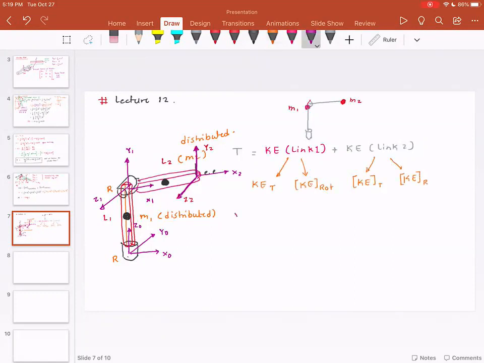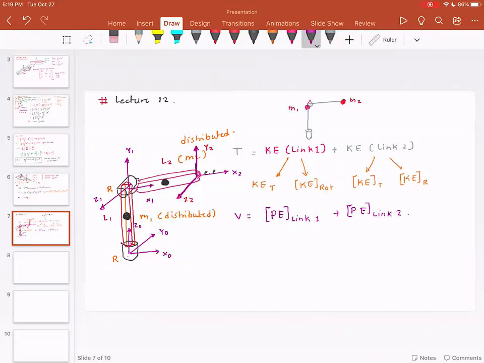Then you will have to find the potential energy. When you find the potential energy, same thing, you will have to find the potential energy for link 1, and then you will have to find the potential energy for link 2.